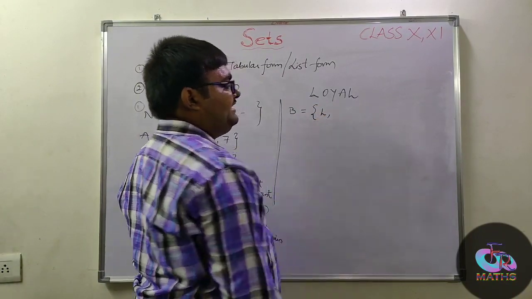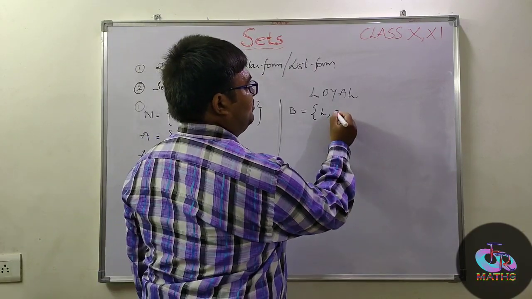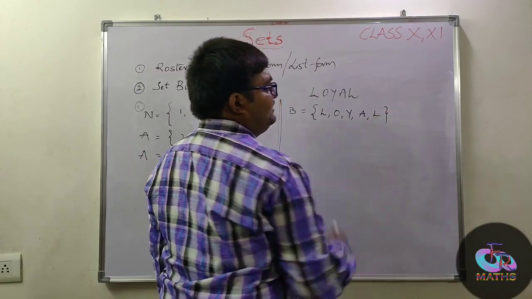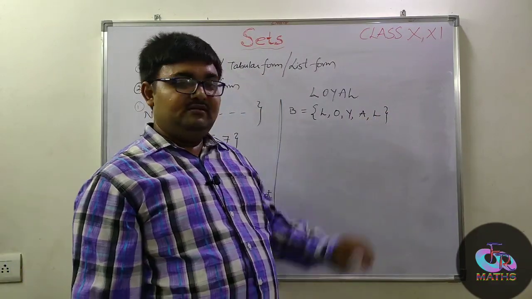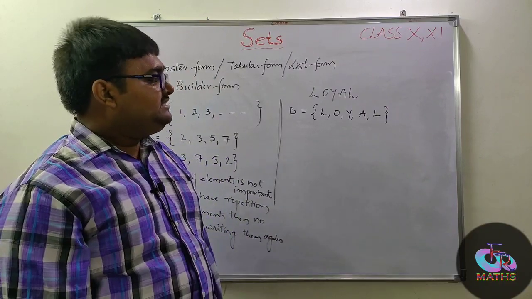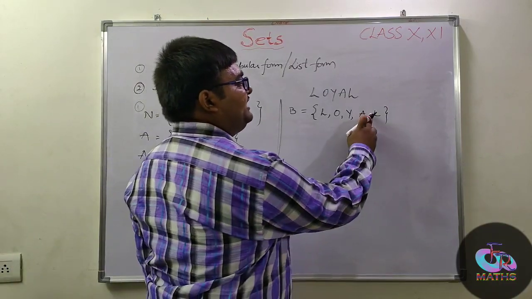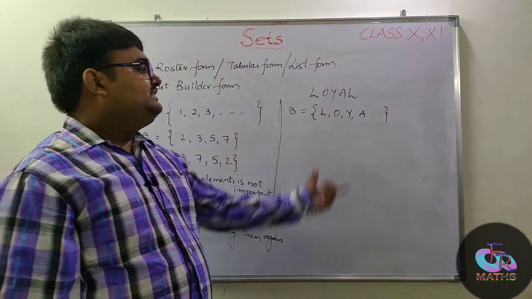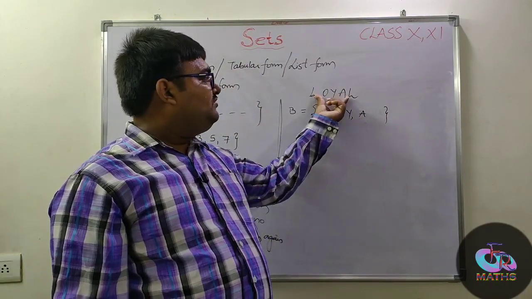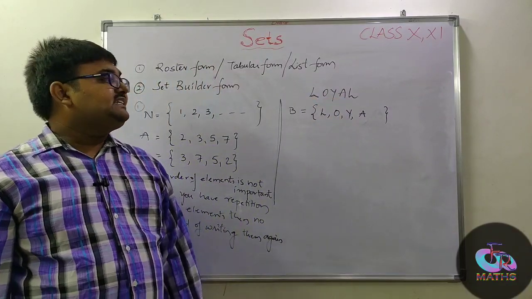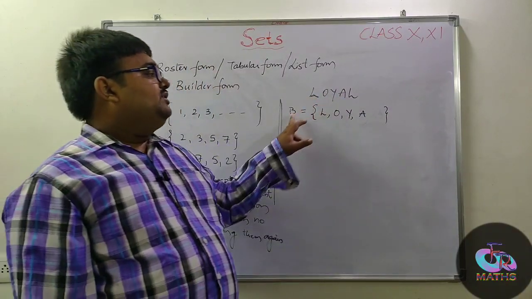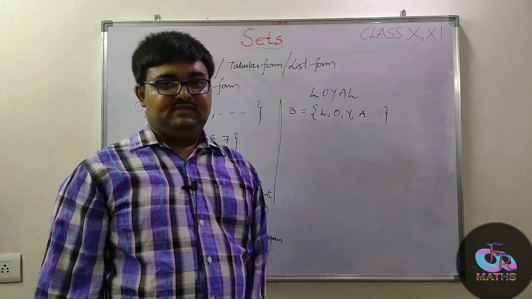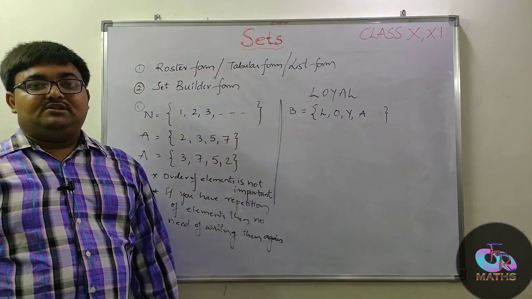So we will be writing L comma O comma Y comma A comma L. See here, L is repeated twice. In such a situation, there is no need of writing L two times here. So this represents the roster form of this particular set, right? So set B is nothing but the set of L, O, Y, A. So this is nothing but the roster form.